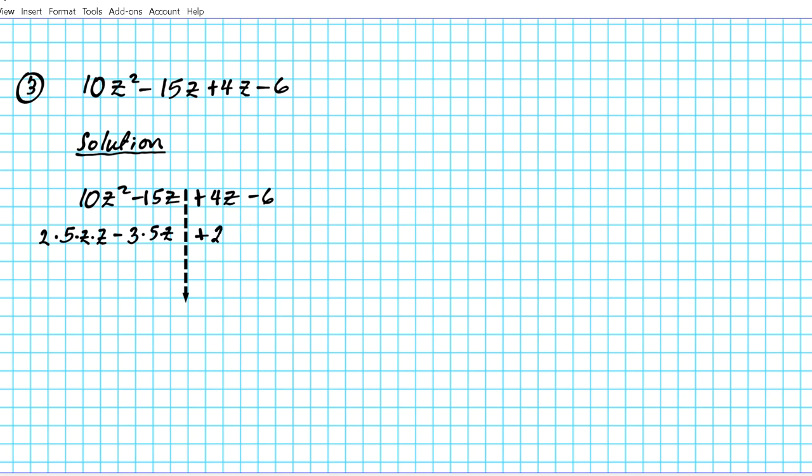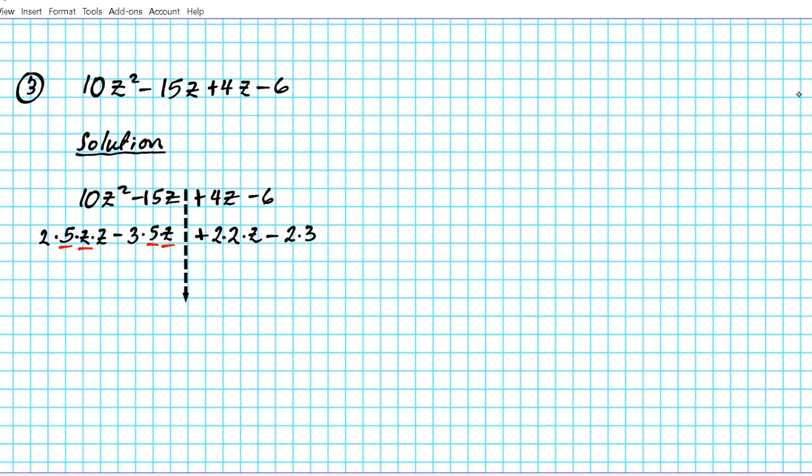Break down 4. 4 is 2 times 2. And then when you break down 6, you have 2 times 3. Okay. Now we're going to proceed to extract the common factors. To the left side of our partition, we have 5 in common. And then we also have a z.